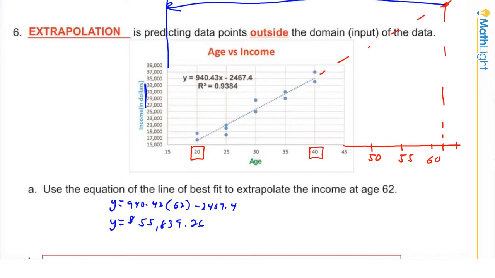All right, let's talk real quick about the correlation coefficient.